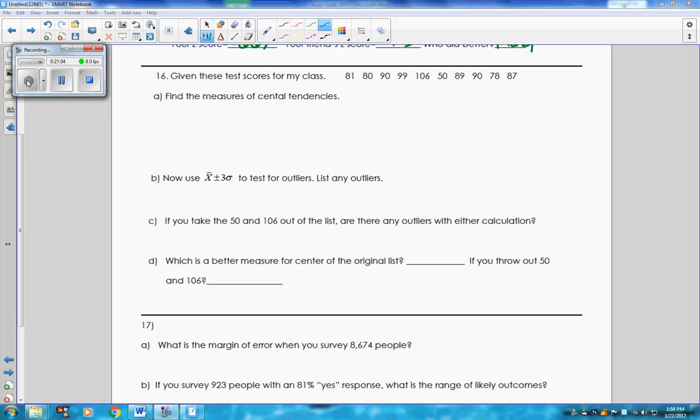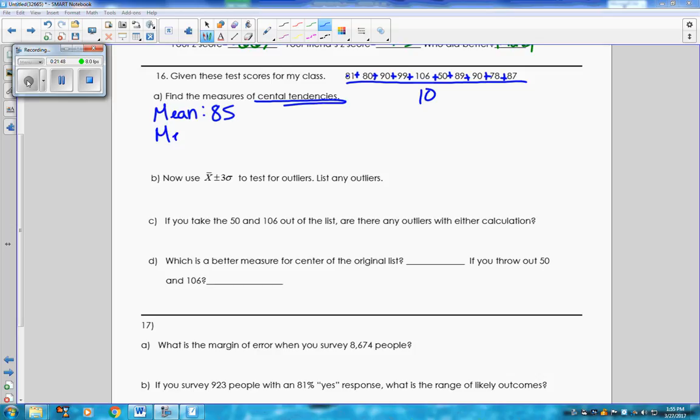Problem 16 says that given these test scores for the class, find the mean, median, and mode. Mean, median, and mode is just what central tendencies are talking about. Remember that the mean is the average of all of the test scores divided by the number of test scores that you have. So I'll have to add all of these numbers together and divide by the number of test scores, which was 1, 2, 3, 4, 5, 6, 7, 8, 9, 10. So when you put those into the calculator, you should have gotten 85 as the mean.